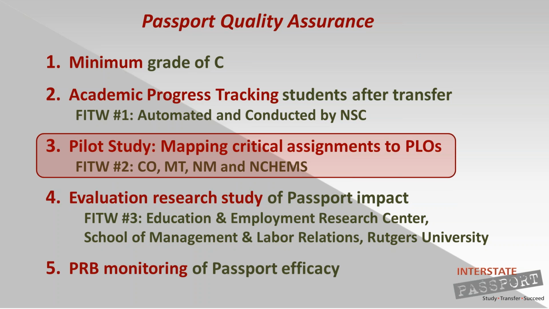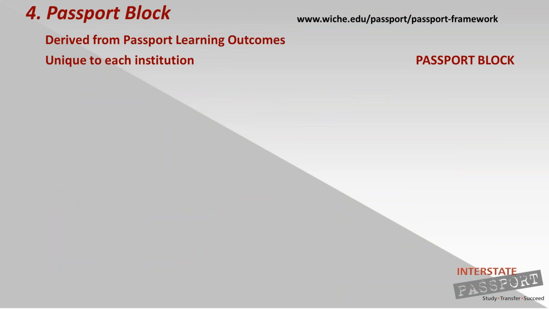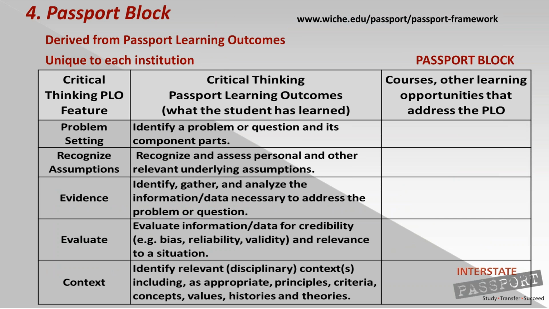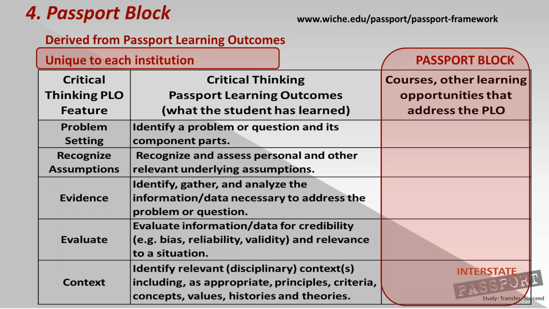So the topic of today's webinar is this 3rd quality assurance piece, mapping critical assignments to the Passport learning outcomes. And it is, as we will see, going to be carried out by faculty in Colorado, Montana, New Mexico, and NCHEMS, Peter Ewell at NCHEMS. So again, a refresher. The Passport block consists of sets of courses or other learning opportunities unique to each institution and designed by the faculty at each institution. This pilot project looks at the extent to which the courses and learning opportunities in the right-hand column actually match the learning outcomes that are in the middle column.